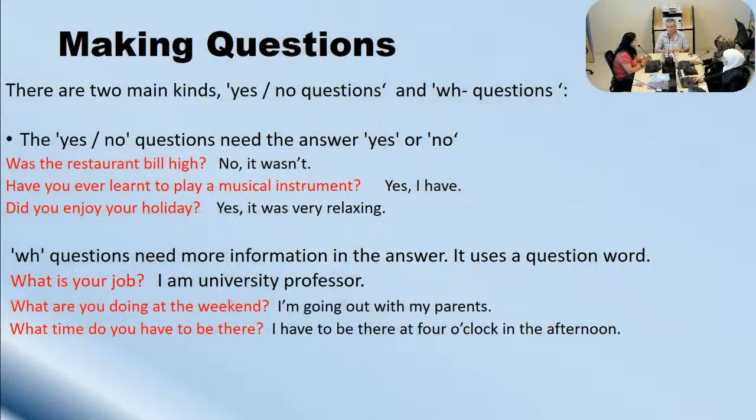Okay, now how to make questions. It's not in the book, but it's required in the exam, so it's so important. We're going to say something about it. We have two main kinds of questions, yes/no questions and WH questions. For yes/no questions, the answer is yes or no. Like, was the restaurant bill high? No, it wasn't. Have you ever learned to play a musical instrument? Yes, I have. Did you enjoy your holiday? Yes, it was very relaxing. So the answer is yes or no.